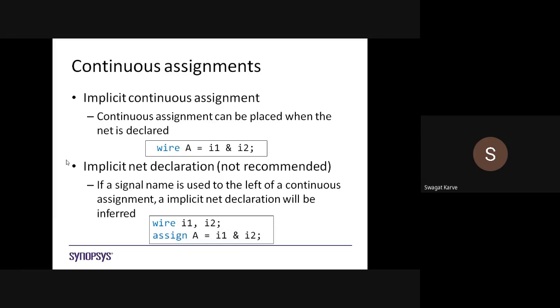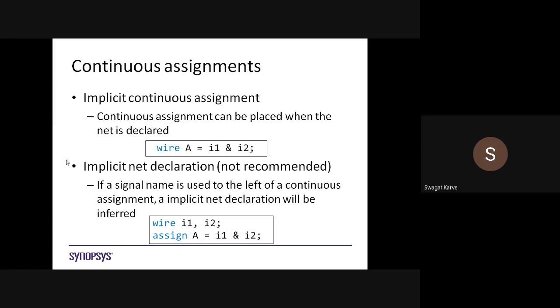Maybe as a net. Okay, and then we are using that I1 and I2, or we are ANDing that I1 and I2, and the final output will be assigned to the A, and A is a wire again. Wire is nothing but, in very simple language, equivalent to a signal. So this is about the implicit continuous assignment statement.